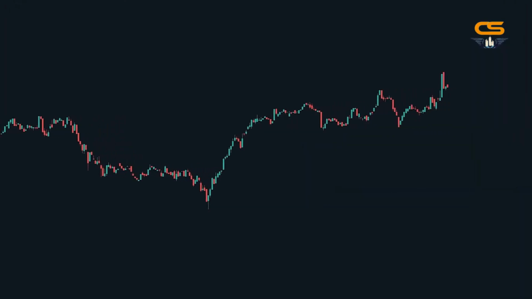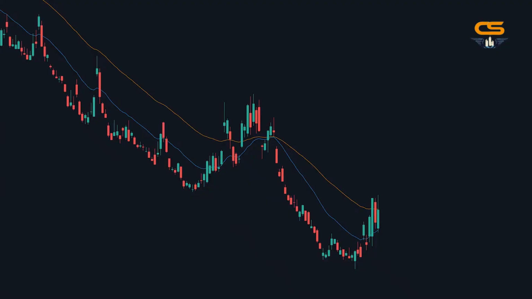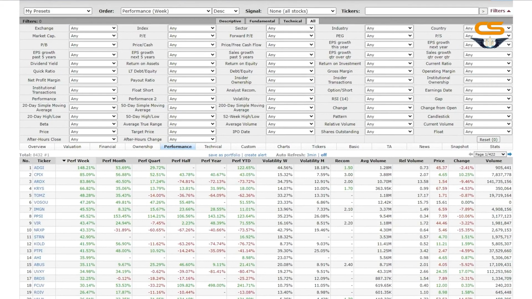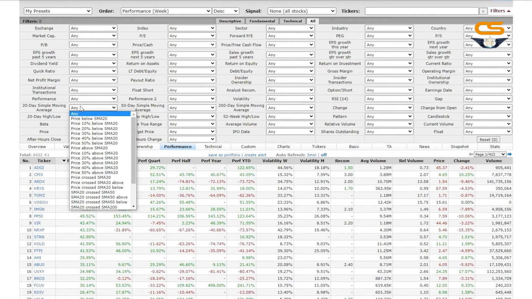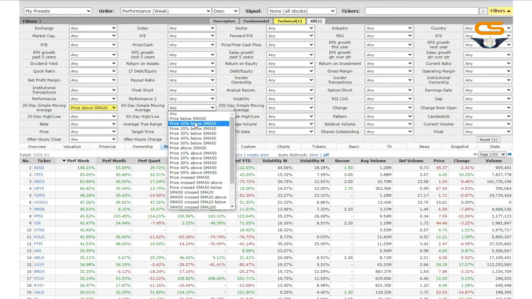The next preset we'll be taking a look at is bounce plays off moving averages. So it should look something like this, where price came down and is looking to bounce off the moving average, using it as a support. And it's heading upwards. To do this, we want our price to be above the 20-day moving average, but we also want the price to be below the 50-day moving average.